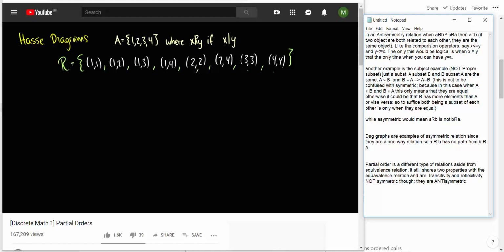And of course, symmetry is okay because we have 1,1. So it's also going to be 1,1, because if we have 1,1 and 1,1, then 1 is equal to 1, which we know.